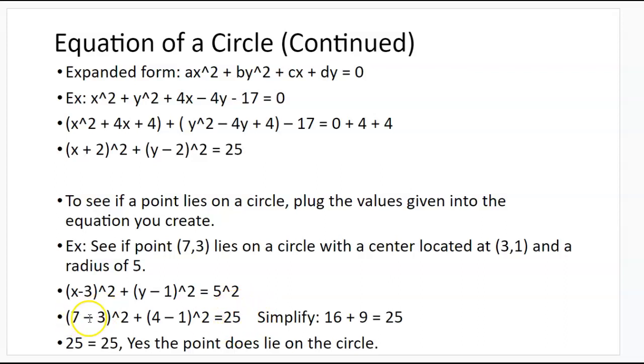And so we have (7 - 3)^2 + (4 - 1)^2. So when we simplify, we get 16 plus 9 equals 25. And once we add those up, we get 25. And so 25 does equal 25. And so that means yes, the point does lie on the circle.